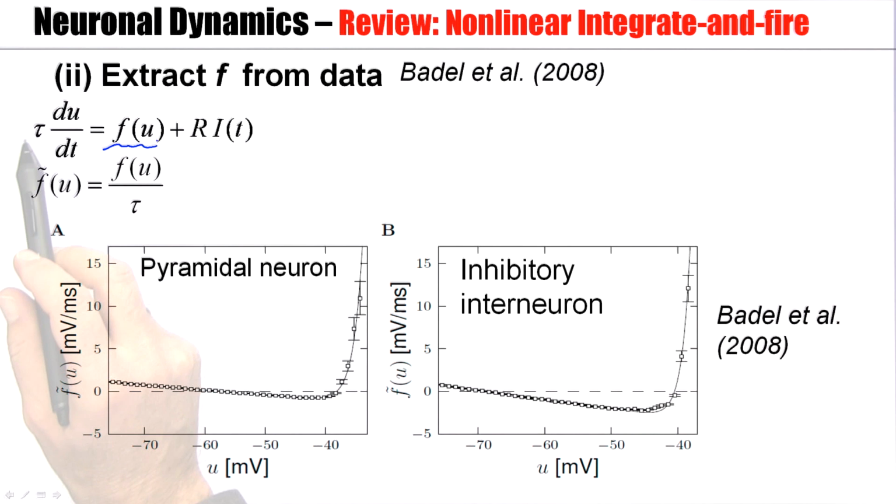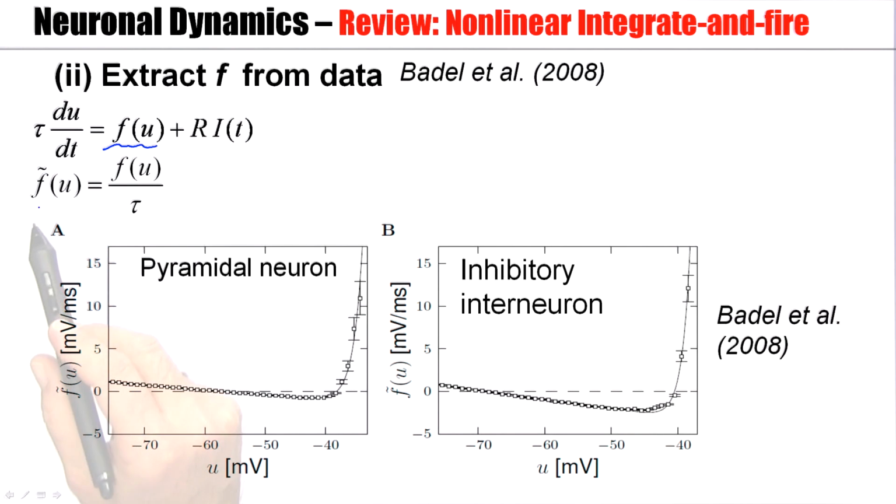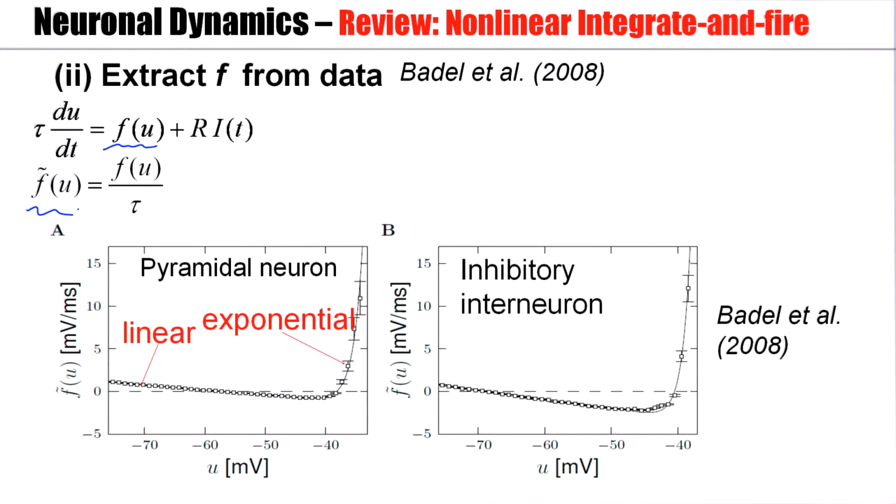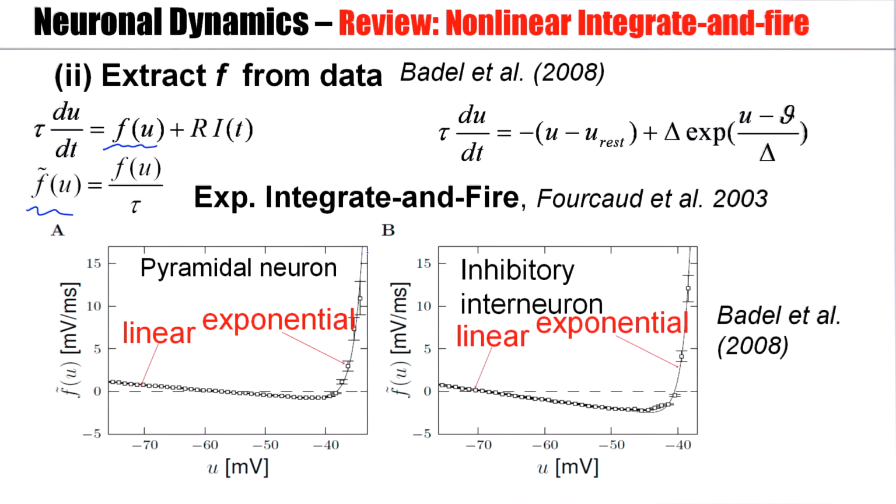If I divide the voltage equation by tau, I have this effective function f tilde, which is plotted here. And you see that the solid line gives a very nice fit. And the solid line consists of a linear term and an exponential. And that's true for different types of neurons. It's true for a pyramidal neuron. It's also true for the inhibitory interneuron.